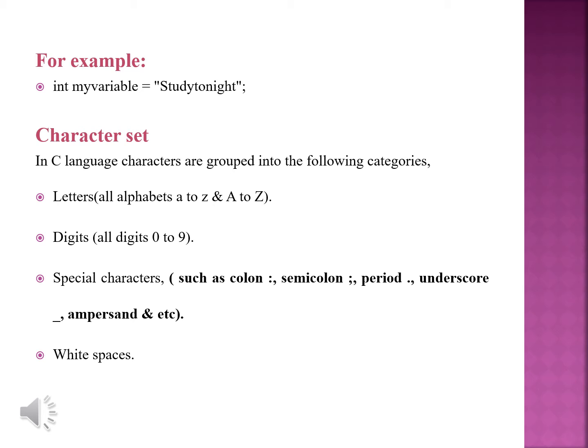In this slide you can see the example for the identifier. Let's move on to the character set. In C language, characters are grouped into the following categories. Letters, which means alphabets A to Z. Digits, all digits like 0 to 9, special characters such as colon, semicolon, period, underscore, ampersand and etc. and also white spaces.